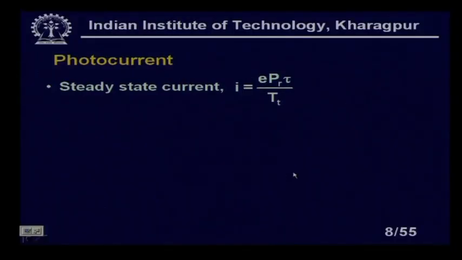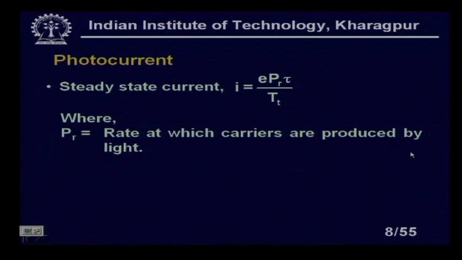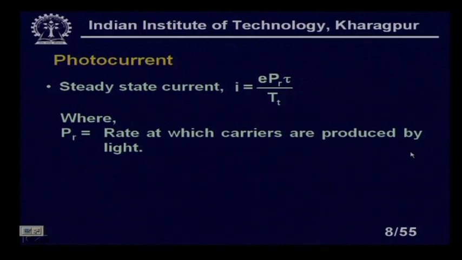Now, the steady state current is given by I equal to E multiplied by PR into tau upon small t. What are these legends? This is the steady state current in a photoresistor or photoconductor, where PR is the rate at which the carriers are produced by light. Because if strong light falls, more carriers will be generated, which is in excess of the thermally generated carriers.